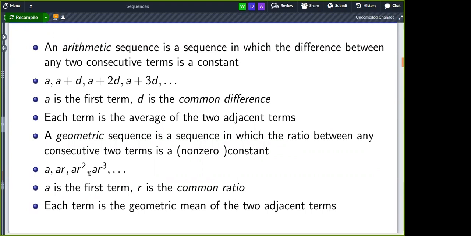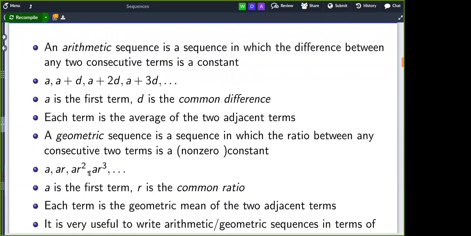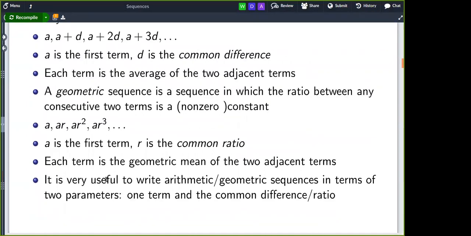And in general, it's very useful to write arithmetic and geometric sequences in terms of one term and the common difference or ratio, because these two numbers describe the entire sequence. And so we can set up equations involving a very small number of variables that we should hopefully be able to easily solve.